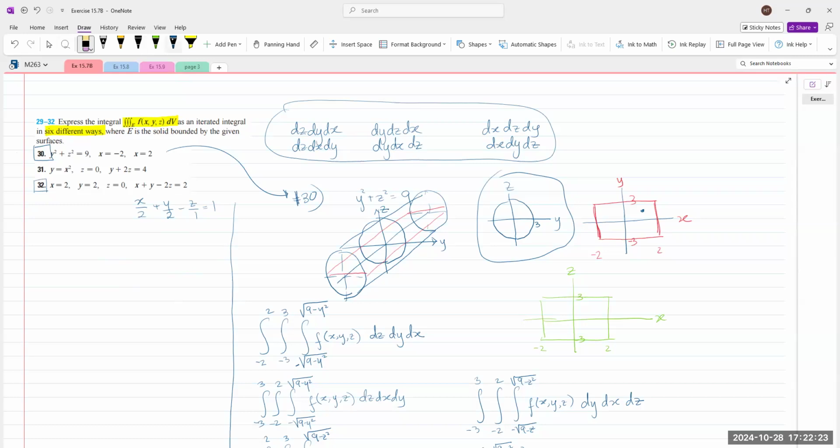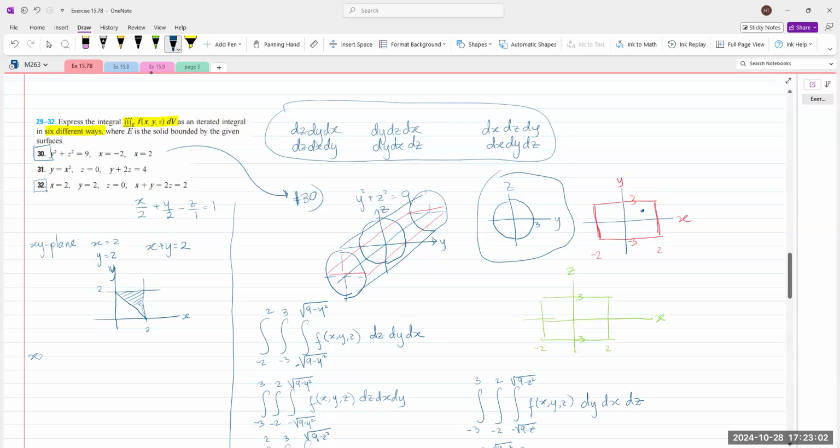Let's do it this way then. Let me go ahead to the xy plane. On the xy plane we have x equals 2, y equals 2, and when z equals 0, x plus y equals 2. So we have x equals 2, y equals 2, and x plus y equals 2. So we have this. Oh, no wonder I could not imagine the solid earlier. So that's the xy plane projection.